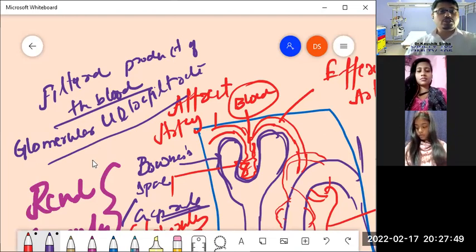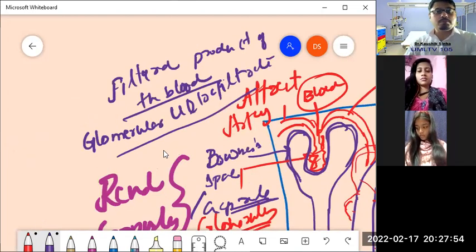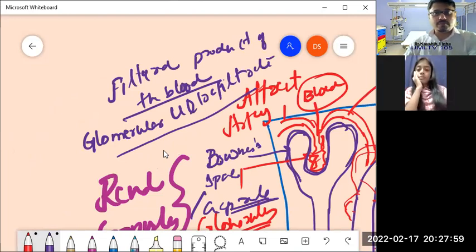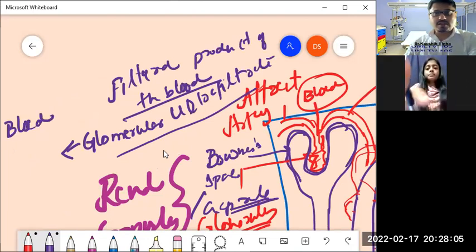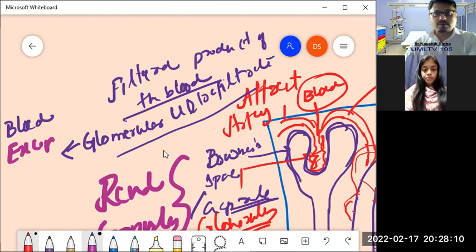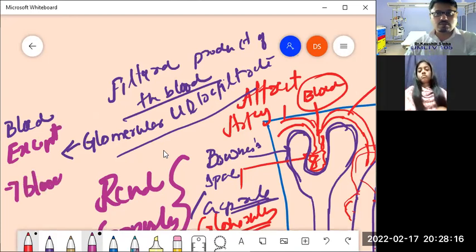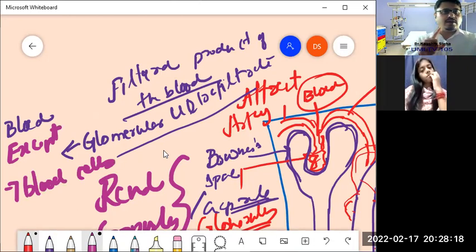And the composition of the glomerular ultrafiltrate is almost the same as that of blood, with a few exceptions. So how would I describe glomerular ultrafiltrate? That this is exactly like blood, except, let me write the exceptions in a different color, it does not have blood cells. I have probably explained the types of cells found in the blood: RBC, WBC, platelets. These are not found in this glomerular ultrafiltrate.